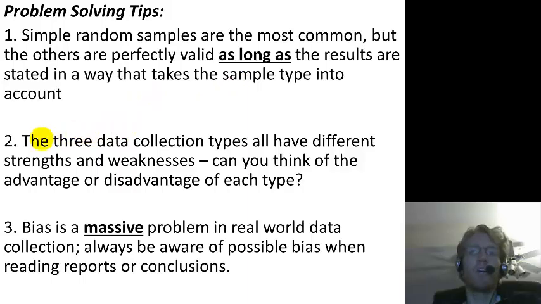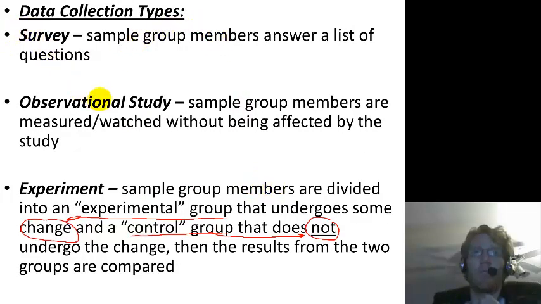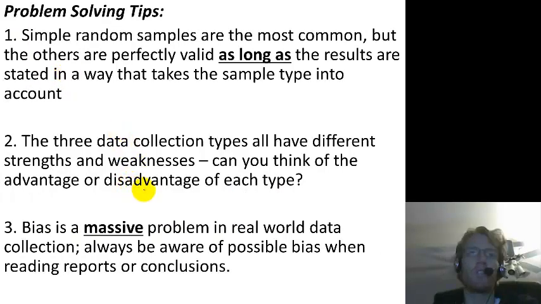Okay, second thing to keep in mind, the 3 data collection types all have different strengths and weaknesses. If we go back and look at them again, one is a survey, one is an observational study, and one is an experiment. The amount of information you can get from an experiment may be a lot higher and better than what you can get from a survey, but it takes more time and money to do an experiment than to give a survey. So basically, the more time and money you're willing to spend, the better data you can get and the more confirmed conclusions you can draw. It's often based on how many resources are available for the group doing the study.